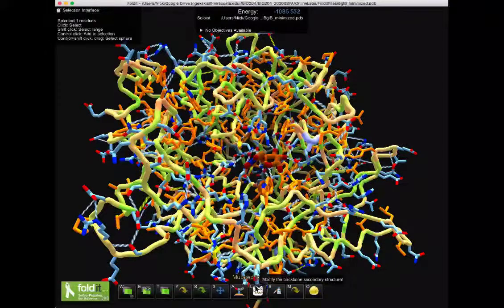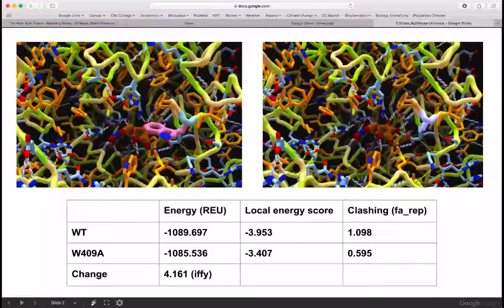Okay, and there it is. So there you see alanine substituted where tryptophan was. Okay, so here we see the two different proteins, and I've zoomed in on the active site.